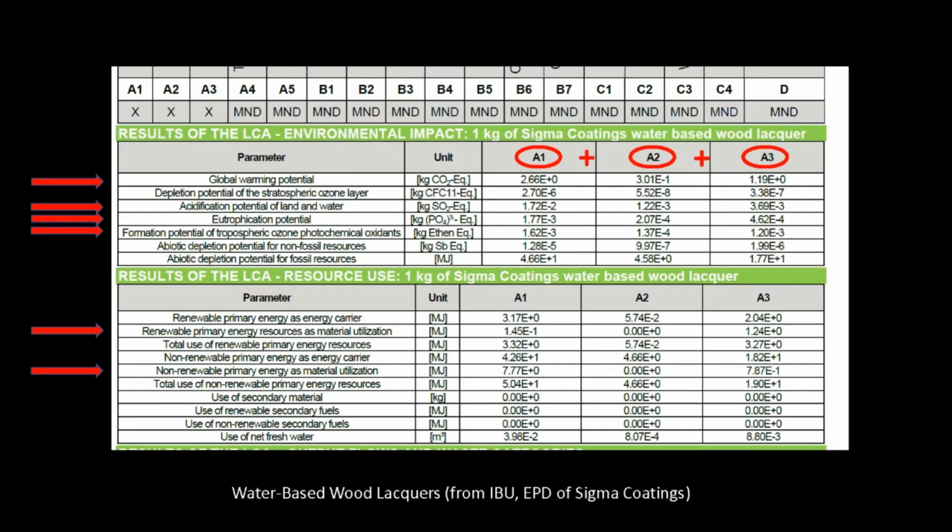We add that to our LCA input screen as we did in the previous example, but now we add 2 extra lines for the calculation: the non-renewable primary energy as material utilization, in short NRPM, and the renewable primary energy resources as material utilization, in short RPEM.